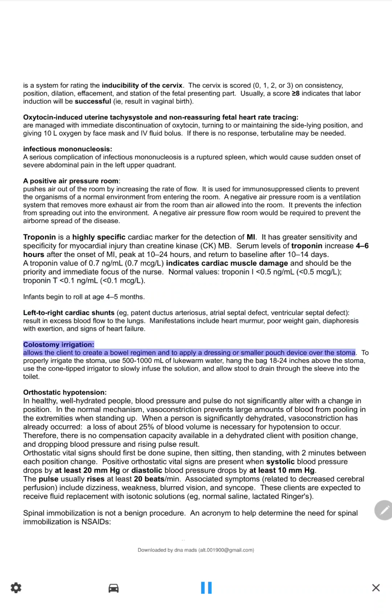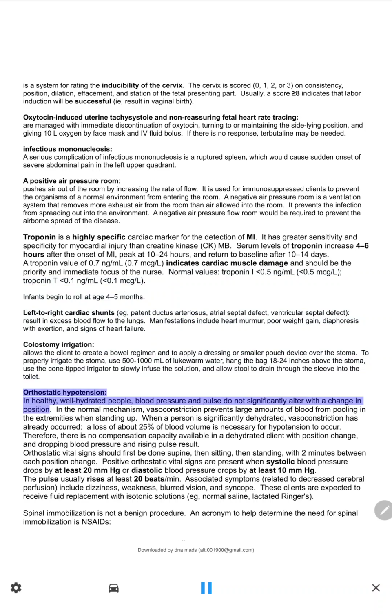Colostomy irrigation allows the client to create a bowel regimen and to apply a dressing or smaller pouch device over the stoma. To properly irrigate the stoma, use 500 to 1000 milliliters of lukewarm water, hang the bag 18 to 24 inches above the stoma, use the cone-tipped irrigator to slowly infuse the solution, and allow stool to drain through the sleeve into the toilet.